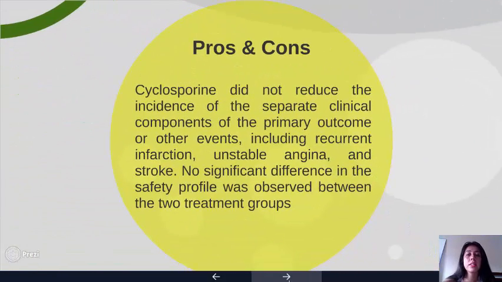The pros and the cons. Cyclosporin did not reduce the incidence of separate clinical components of the primary outcome or other events, including recurrent infarction, unstable angina, and stroke. No significant difference in the safety profile was observed between the two treatment groups.